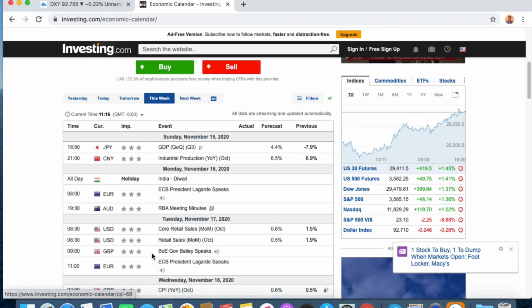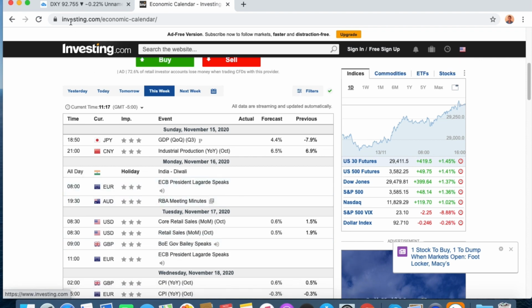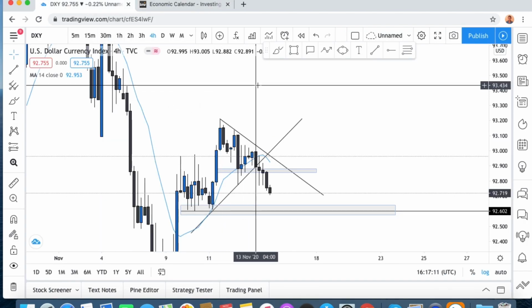CPI, right? And for the United States US dollar, just some small news, right? So nothing major on the news side and the fundamental side. So we'll move on to the technical side of it.